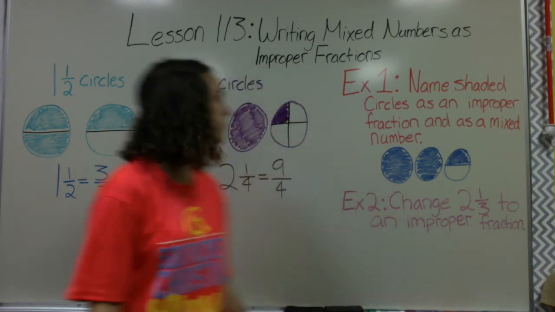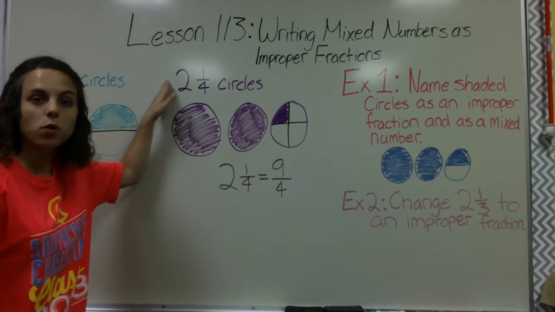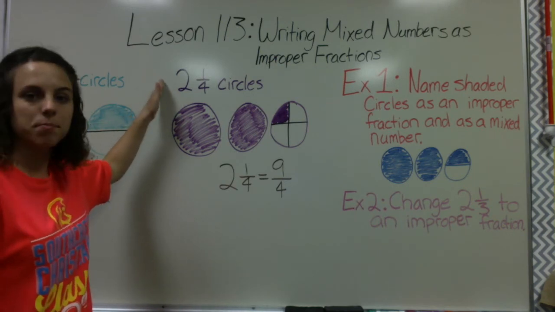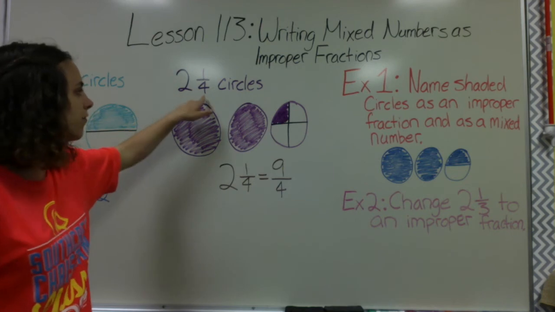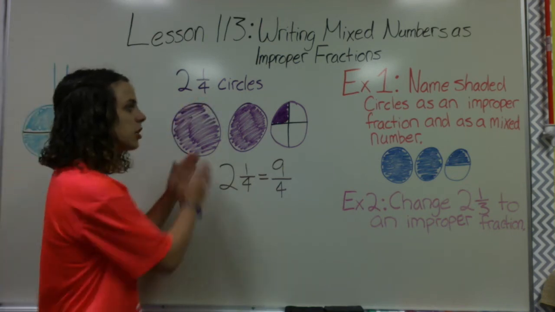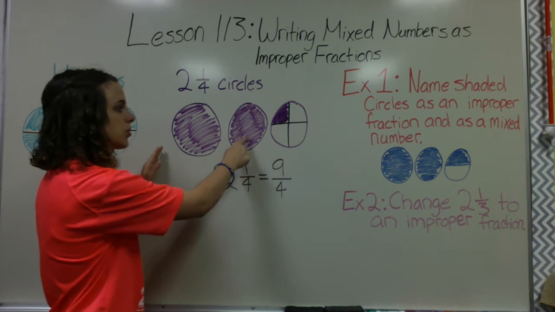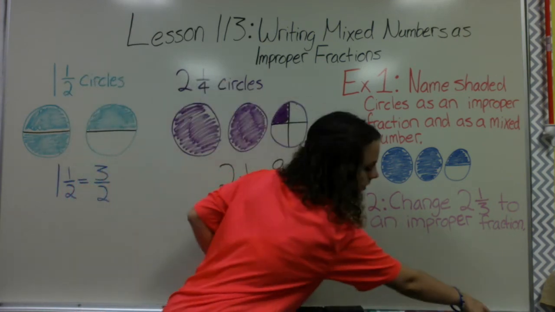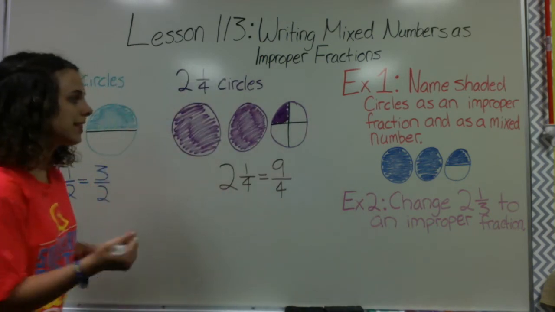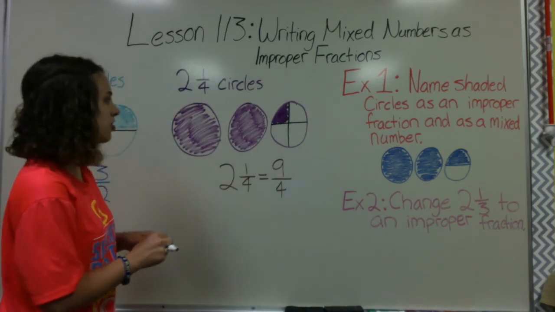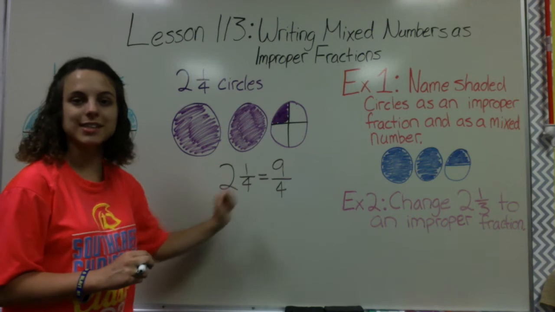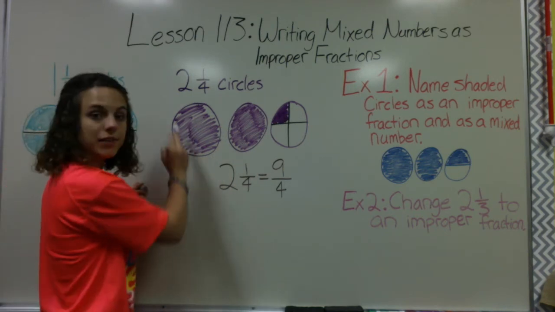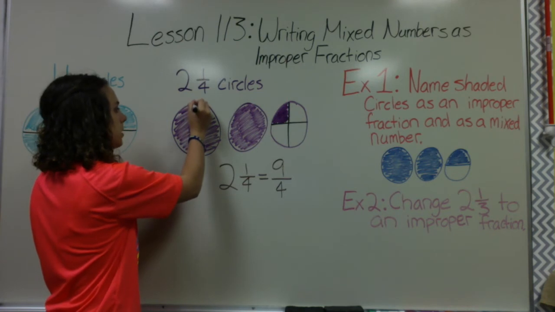Now, another example that our book shows is that if I have 2 1/4 circles, how would I write this as an improper fraction? So I have it drawn out, and I have 2 whole circles plus another that's split into 4 equal parts. Well, in order to know how to write this as an improper fraction, I need to split all the circles into the same amount of equal parts. So therefore, I need to split even my whole circle into 4 equal parts.